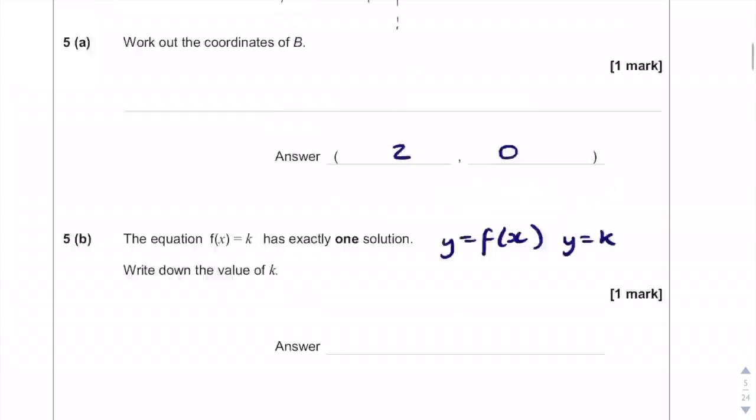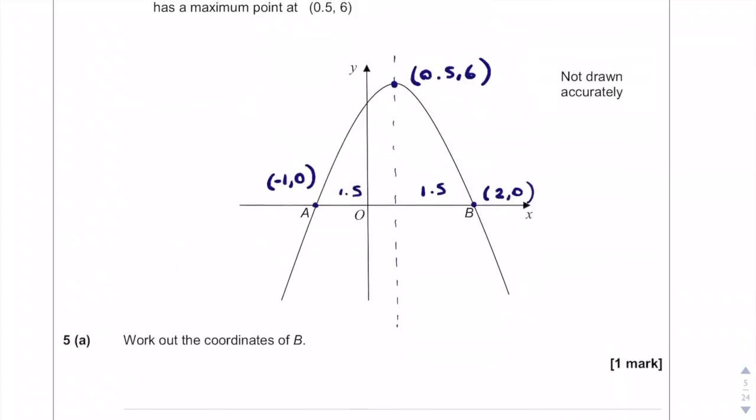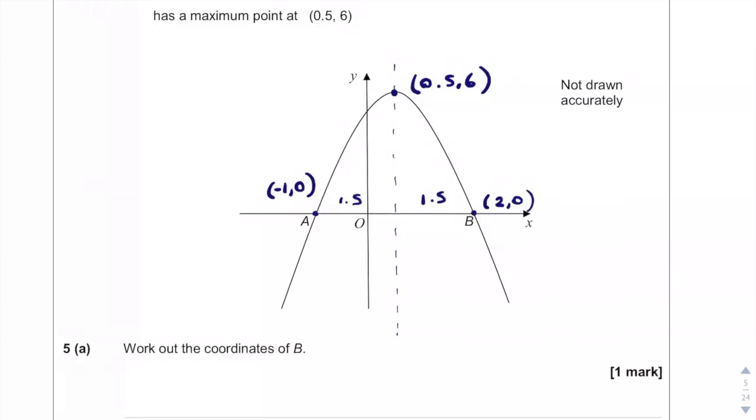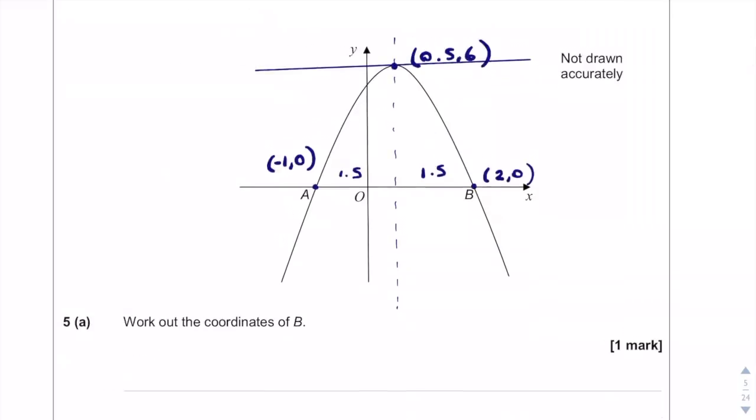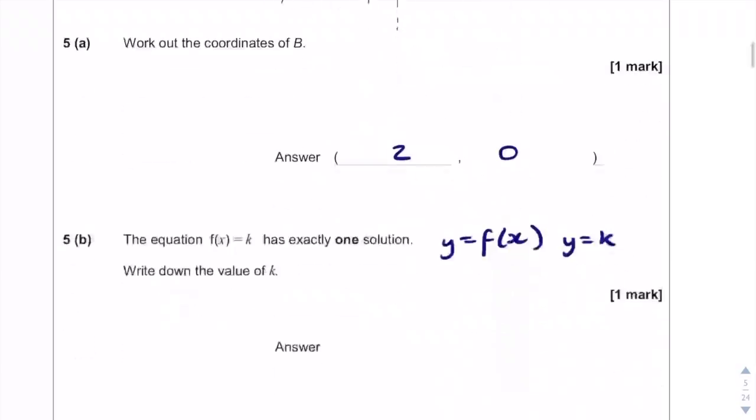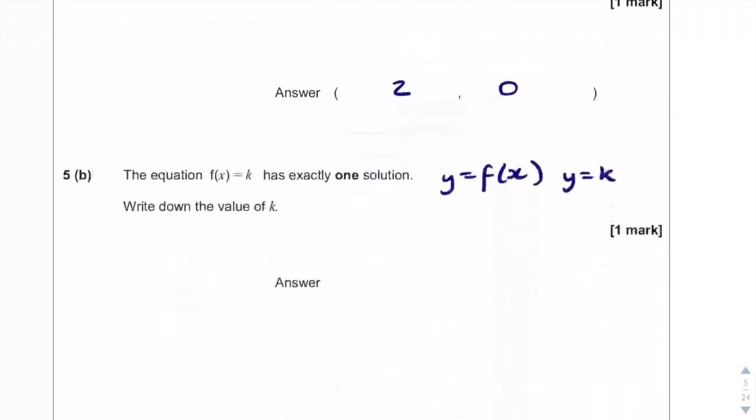But we're told that the intersection of these two equations only has one solution. And the point at which it only has one solution, because it's a quadratic curve, is at its maximum point. If I were to draw the line y = k, it would have to be at the maximum point, because that is the point at which I only have one solution. I only have one x-coordinate and I only have one y-coordinate. So y is 6 at this point, so therefore k is going to be equal to 6.